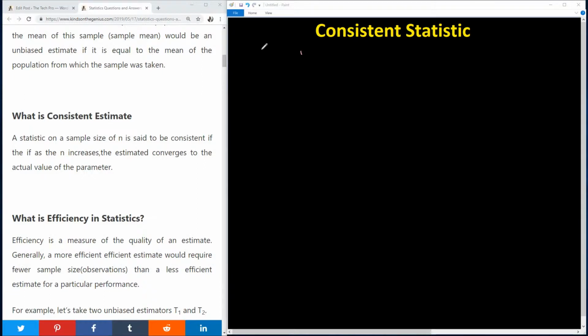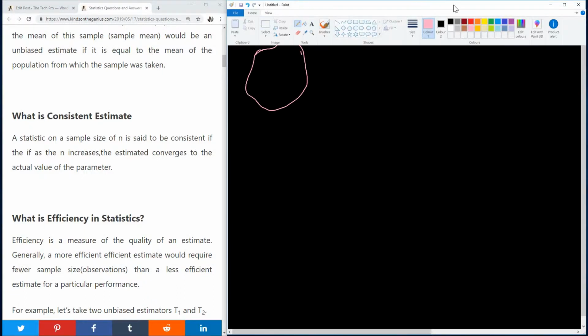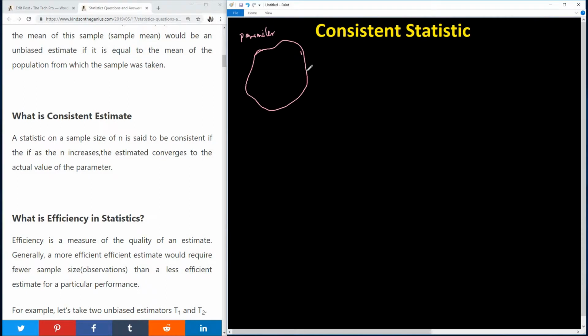Let me demonstrate. Let's say we have a population of items. And in a population, we always talk about a parameter. A parameter is simply a property of a population that we want to measure. Now we are taking out a small sample from this population. So in this case, we are talking about a statistic.